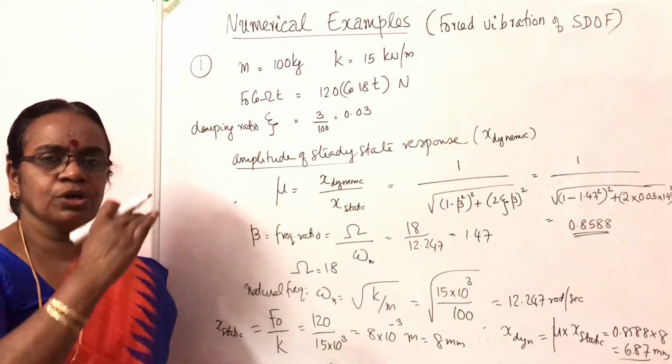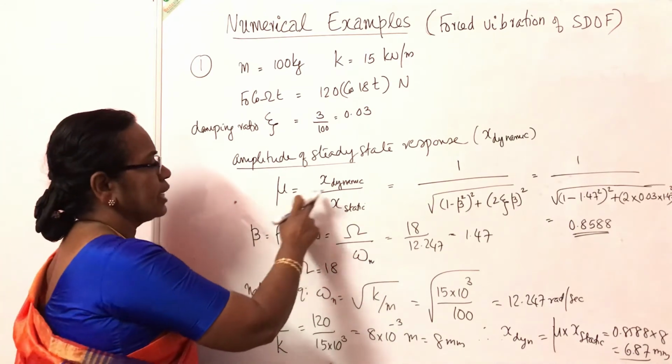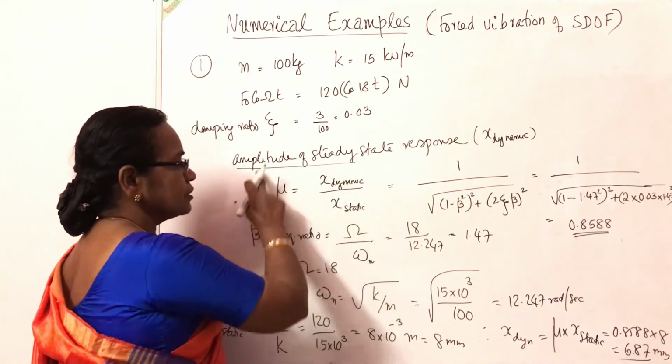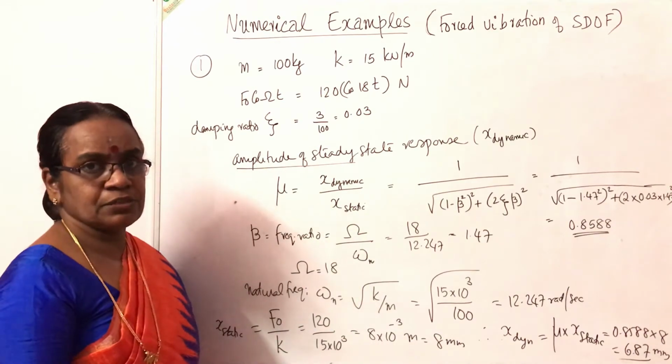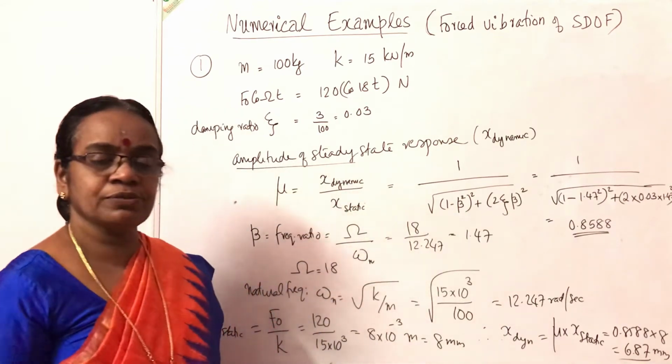Static displacement, ratio of dynamic displacement to static displacement. The maximum dynamic displacement, X max, to X static is called the magnification factor, which depends upon the frequency ratio as well as the damping ratio of the system.